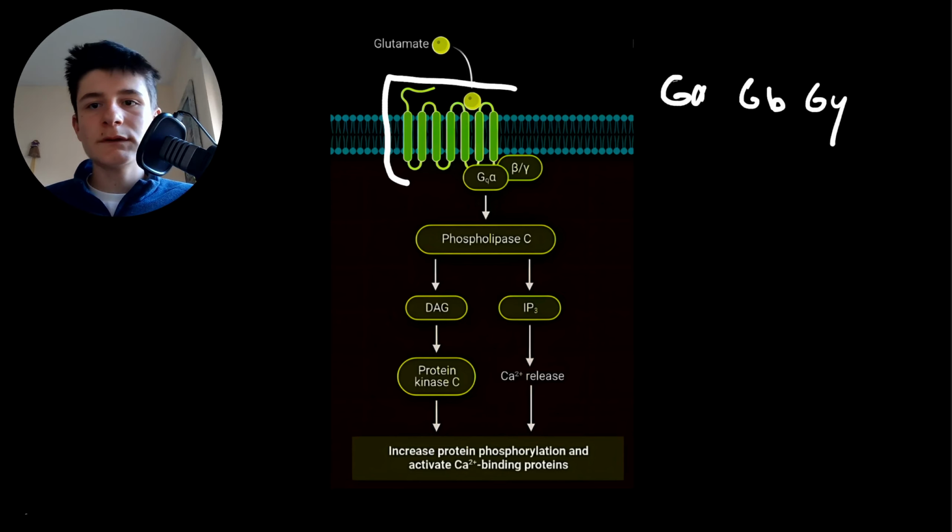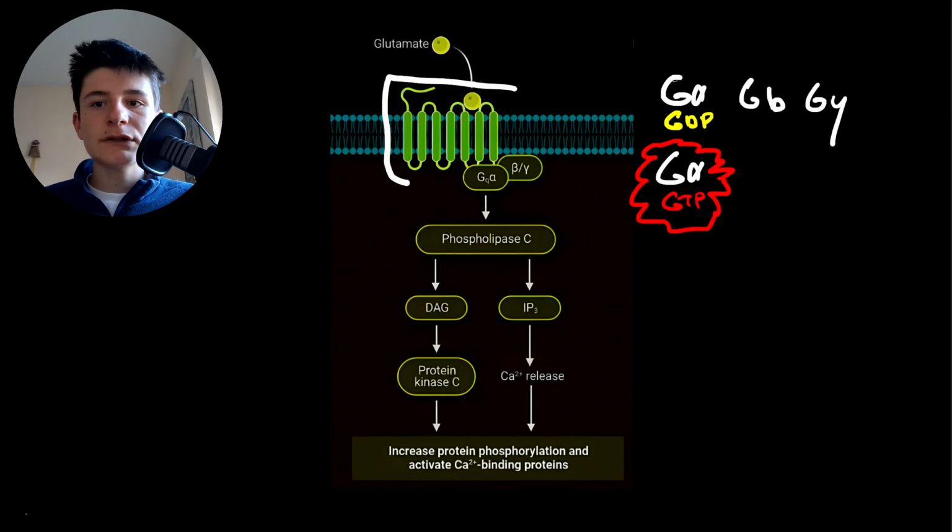And so the G alpha subunit is what we are interested in, because G alpha GDP is inactive and G alpha GTP is active. So how do I remember that? Well, GTP has more phosphate, so it has more energy, and so G alpha GTP is more active.